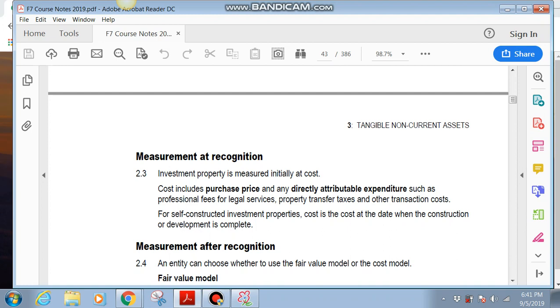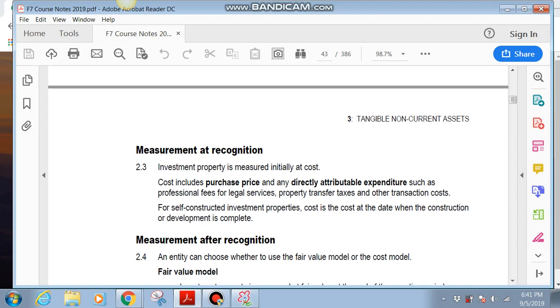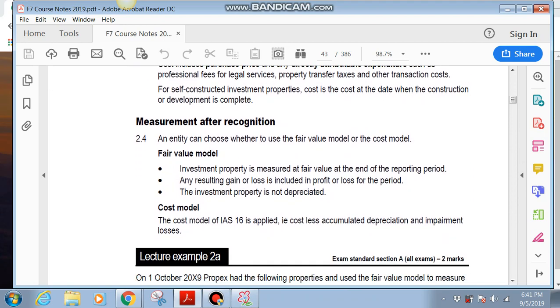The investment property will be depreciated over its useful life, just like IAS 16. Then you also have measurement after recognition. The standard allows an entity to either continue with the cost model as applied in IAS 16, cost less accumulated depreciation and impairment losses, or the entity can choose to use the fair value model.